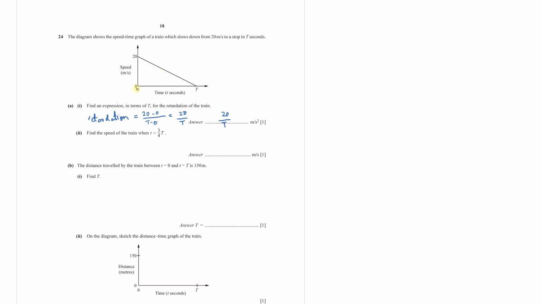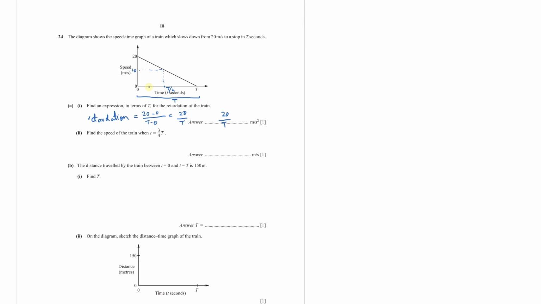Your interval here is capital T, and your decrease in speed is a straight line, so it's decreasing at a constant rate. Let me say that this is the midpoint here, which is capital T by 2. What would be the value halfway through this deceleration? The value would be half of 20 here. But you're looking for a value at 3T by 4.